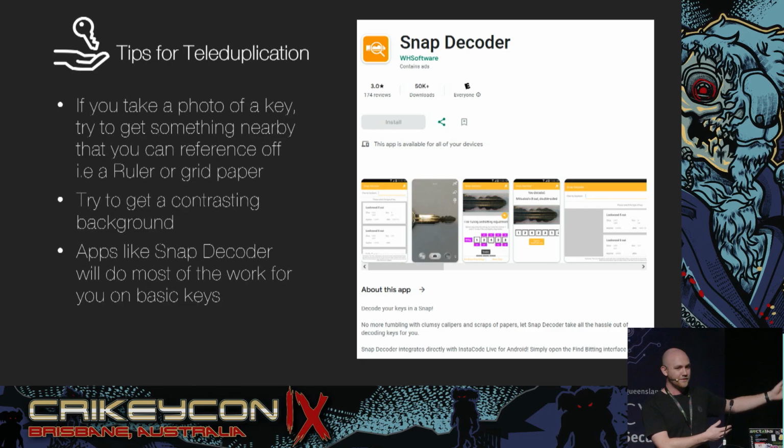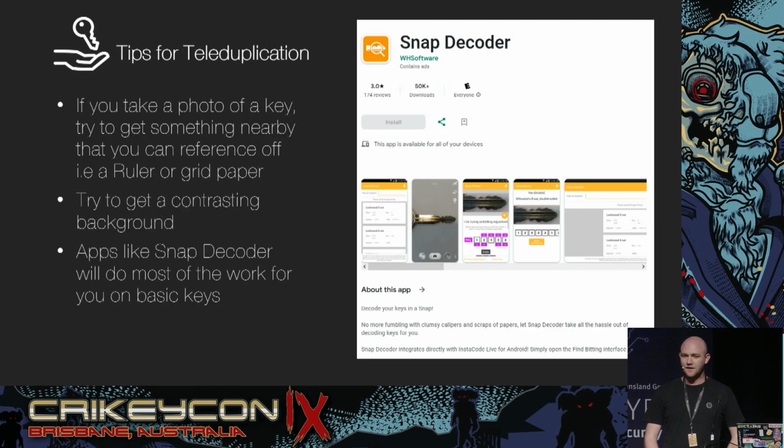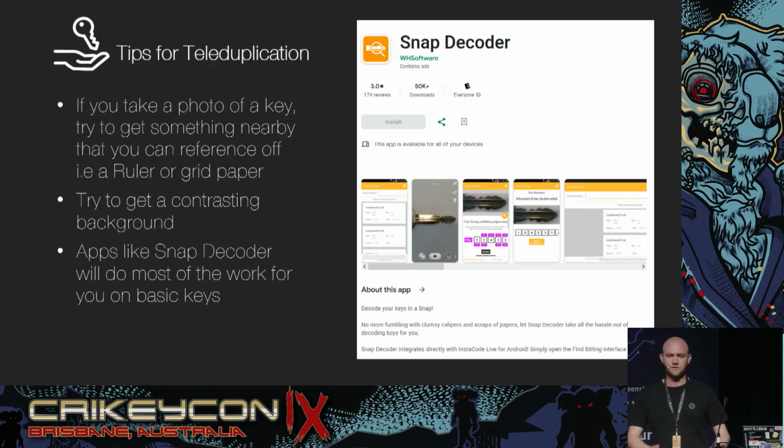Hello, Snap Decoder. This is sold to locksmiths. You take a photo of a key and it will tell you the bitting. If you actually want to do this properly for like a job, get some grid paper, slap the key on there. It makes your life so much easier if you can't find it in software like this and you have to do it via Inkscape.